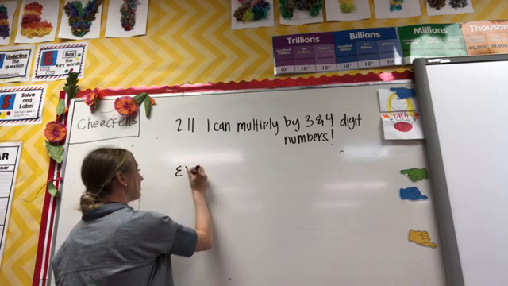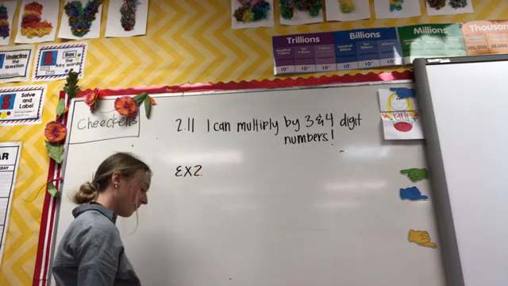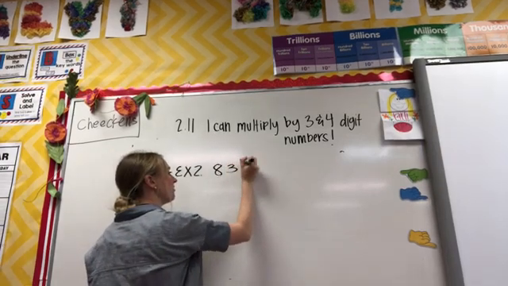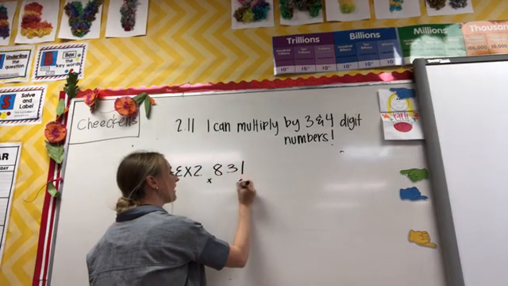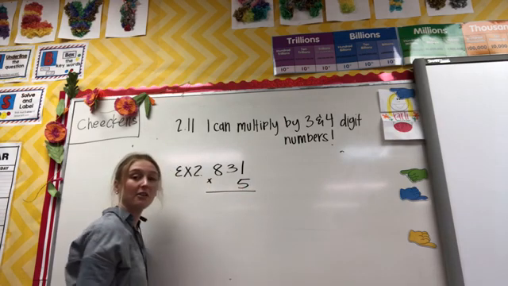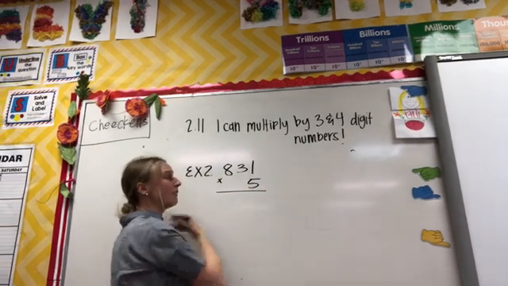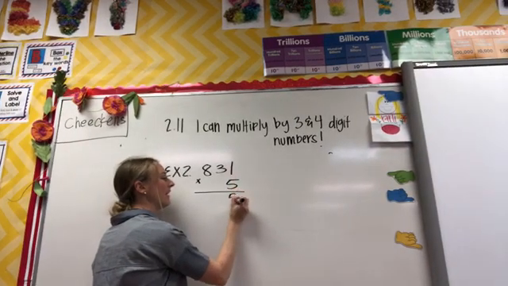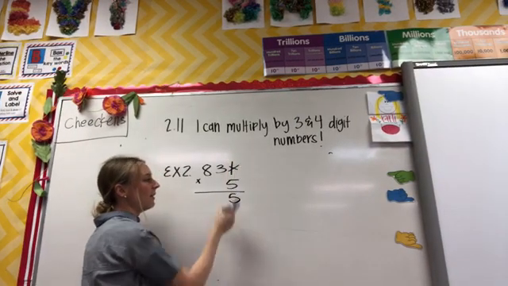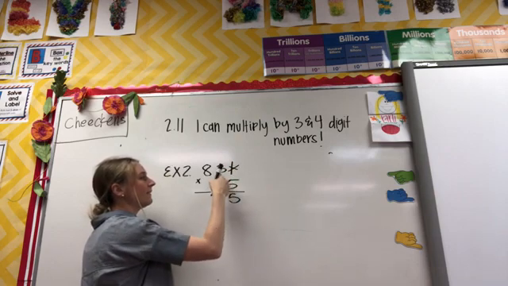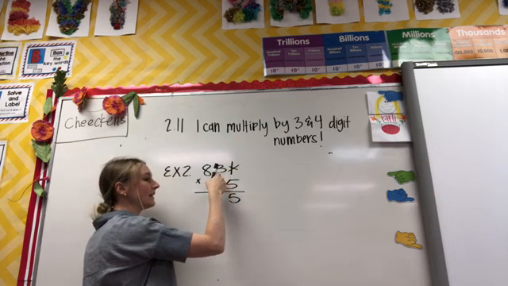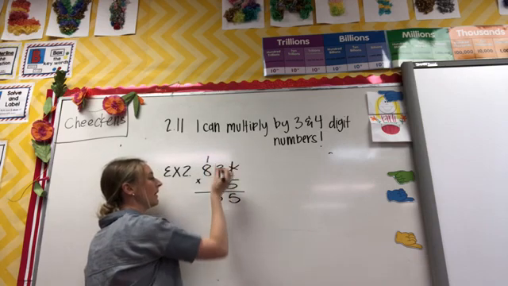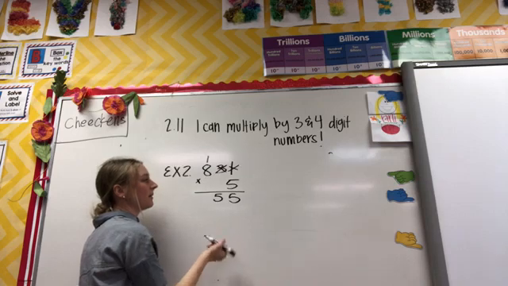So example number 2, we have 831 times 5. All right, so the first thing we do is we go upstairs. So 5 times 1 is 5. All right, we're done with that, neighbor. Next one, 5 times 3 is 15. So the 5 goes here and we carry the 1. We finish with that, neighbor.